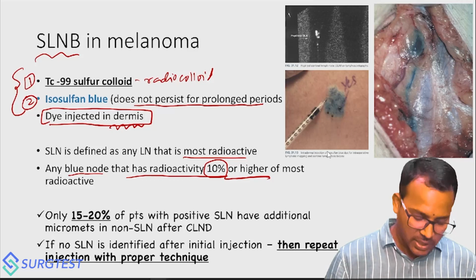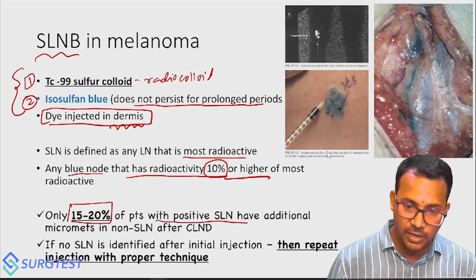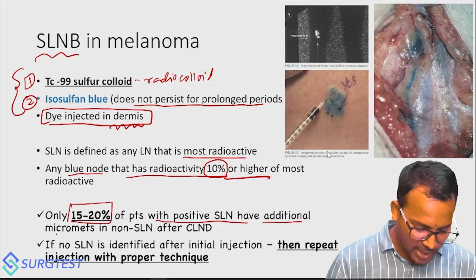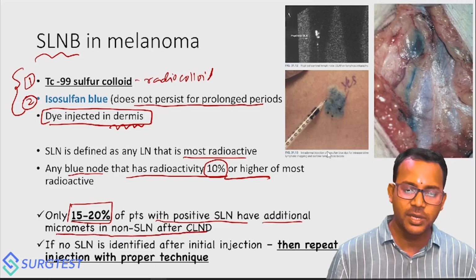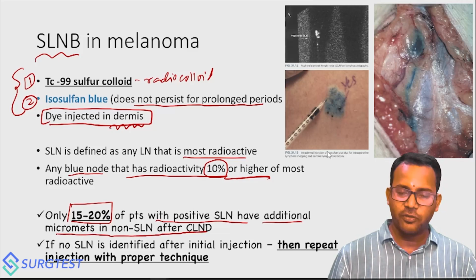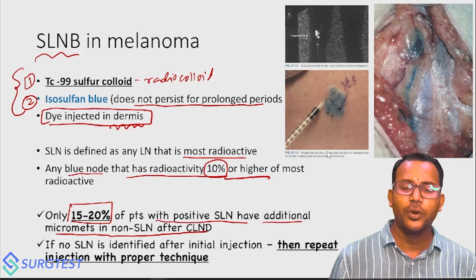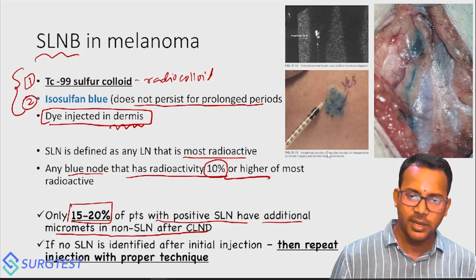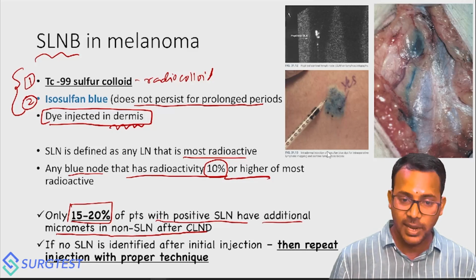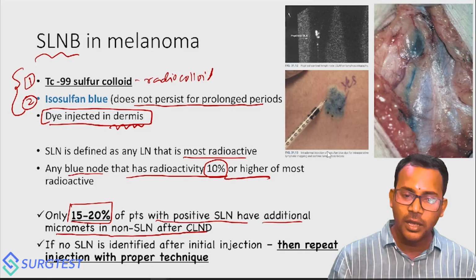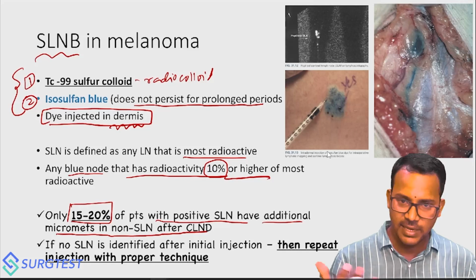Another point that you have to understand is that only 15 to 20% of the patients with positive sentinel nodes have additional micrometastasis in non-sentinel nodes after completion lymph node dissection. Let us say you have got some sentinel nodes, and as per your institution protocol, you have not completed the lymph node dissection. Out of them, 15 to 20% of the patients can have metastasis in the other non-sentinel lymph nodes. I will tell you the importance of this in the coming slides.